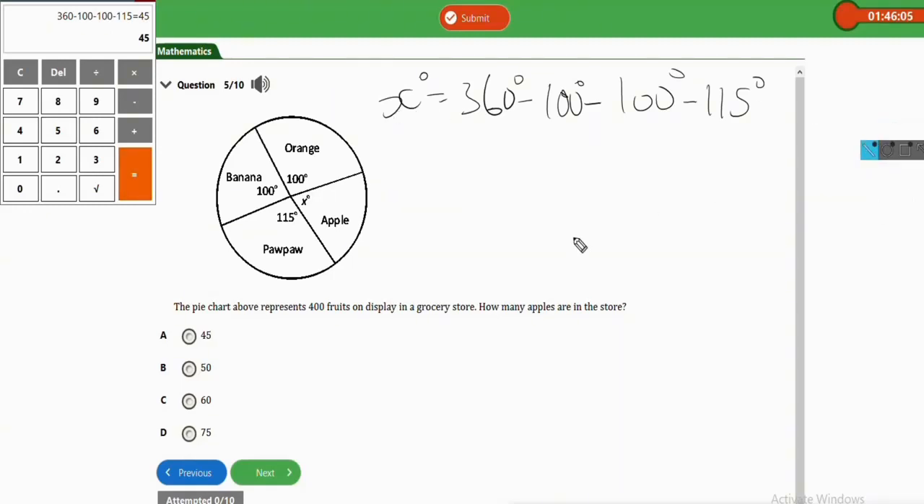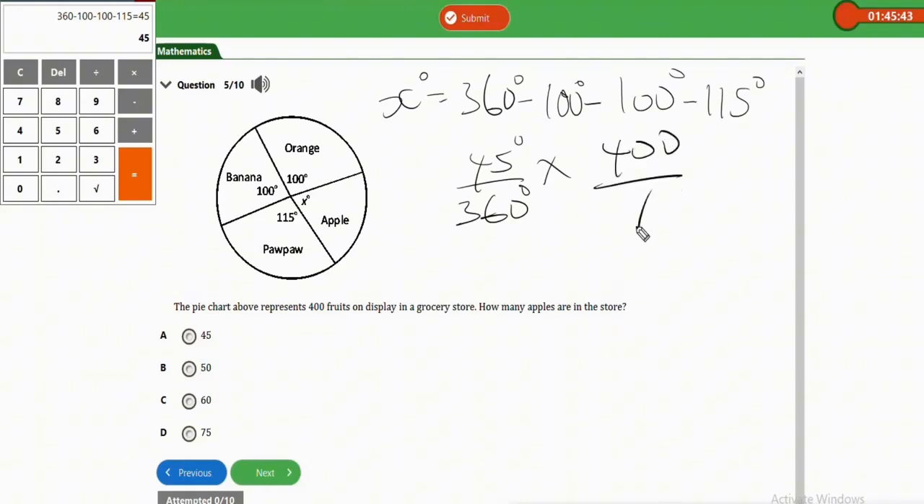To now get how many apples are in the store, it will be 45 degrees over 360 degrees times the total number of fruits, 400 over 1. So let's punch this on the calculator. This will give us 45 times 400. Divide this by 360.